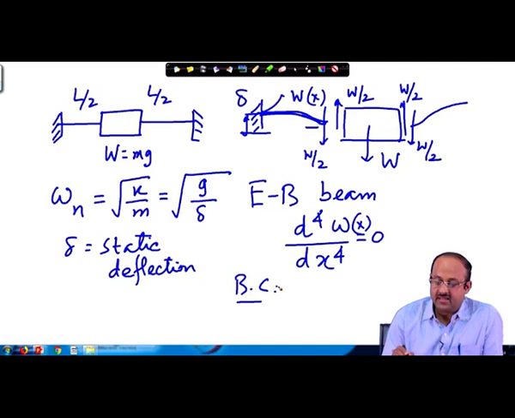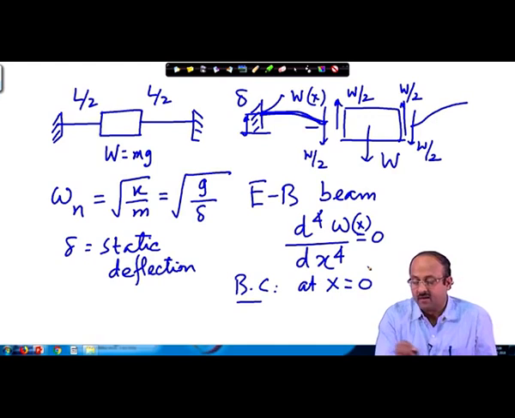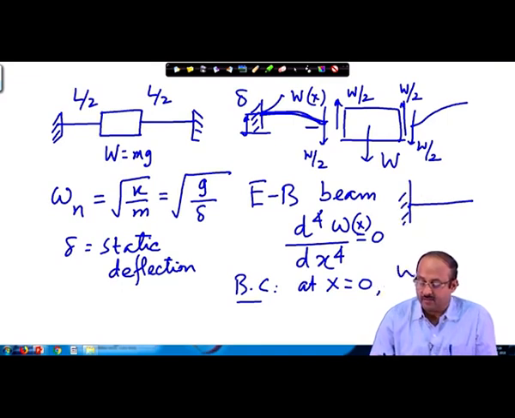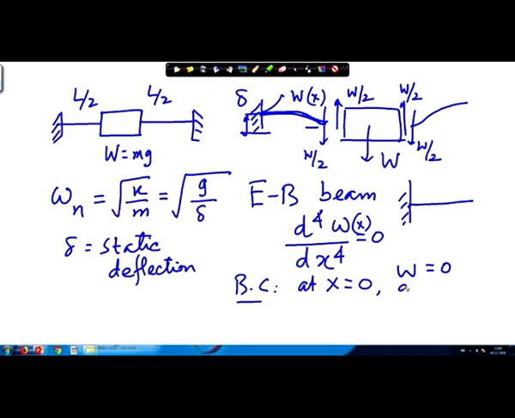Boundary conditions: we will consider this as x equal to 0. Let me consider only one half of it, that means this part. At x equal to 0, W will be equal to 0, dW/dx will be equal to 0, and at x equal to L by 2, we have the two other boundary conditions. That is, at x equal to L by 2, we have the slope 0, that means dW/dx equal to 0.